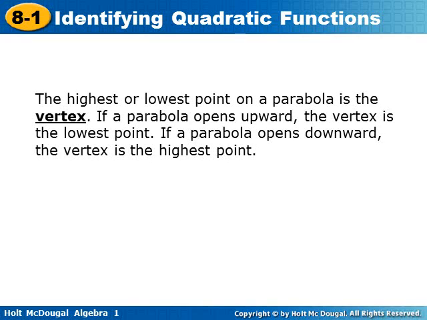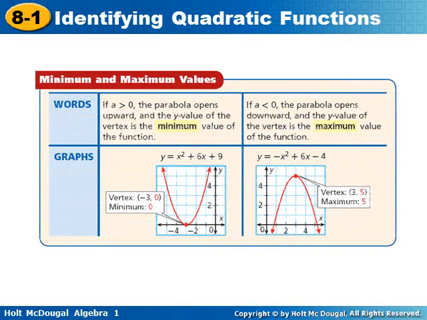The highest or lowest point on a parabola is the vertex. If a parabola opens upward, the vertex is the lowest point. If the parabola opens downward, the vertex is the highest point. So if a is greater than 0, or a positive number, the parabola smiles, or opens upward. And the y value of the vertex is the minimum value of the function.